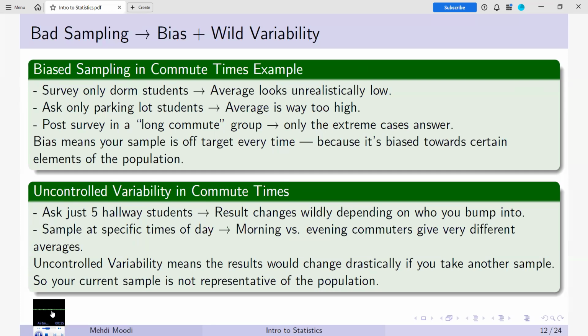2. Representation. Make sure your sample reflects the population's diversity. Avoid leaving groups out. 3. Randomness. Every individual should have a fair chance to be selected. Randomness keeps bias away. 4. Practicality. Balance ideal design with available resources, time, budget, access. 5. Non-response and bias control. Plan ahead for people not answering or giving misleading answers.